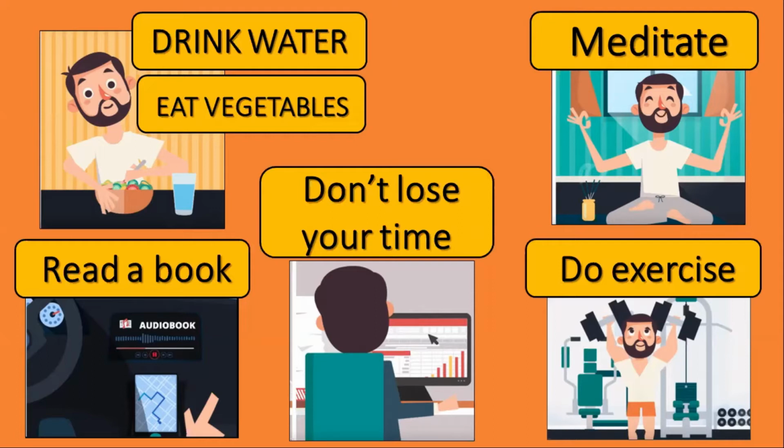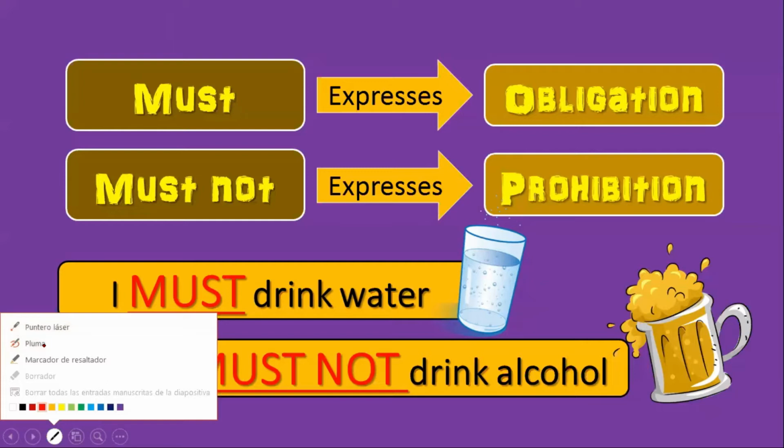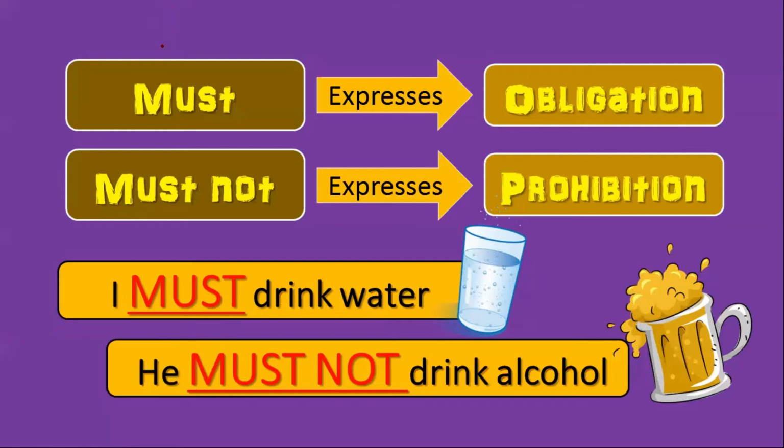Y para referirnos a esas actividades, a cosas que tenemos que hacer o no tenemos que hacer, tanto en el español como en el inglés, podemos usar algunas palabras. Y hoy veremos dos. Those words are must here and must not. Must expresses an obligation. Okay? Must expresa algo que debemos hacer. Por ejemplo, si queremos ser saludables, if we want to be healthy, we must drink water. Okay? Debemos tomar agua. Es una obligación si es que nosotros realmente queremos ser saludables.